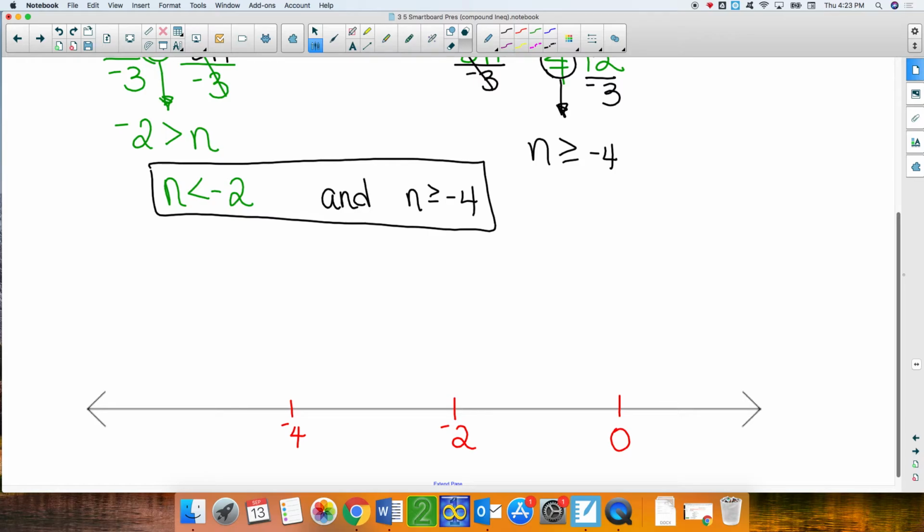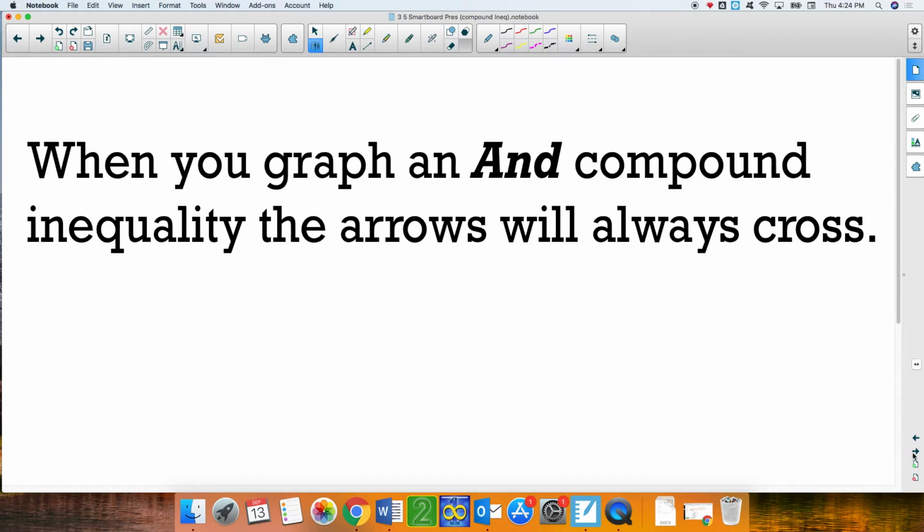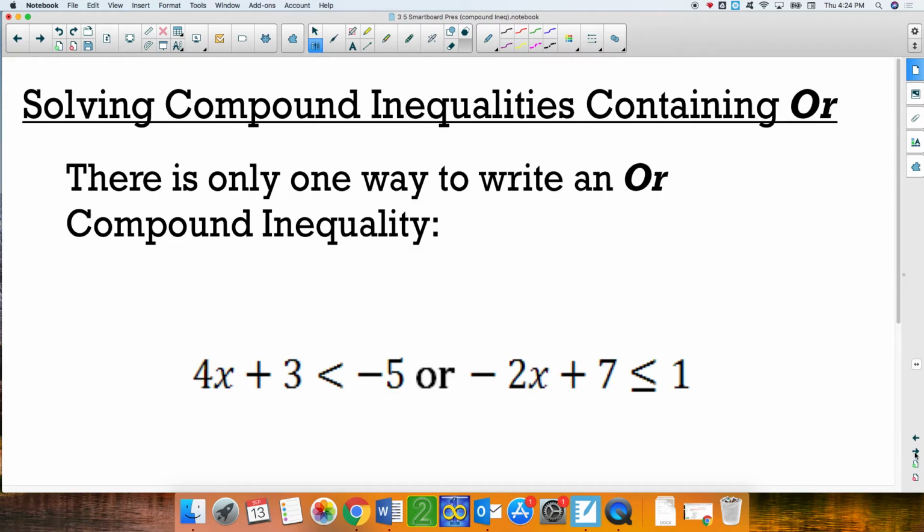Okay, then I'm going to graph this inequality first. N is less than negative 2. That's an open circle at negative 2, shading left. Then I'm going to do n is greater than or equal to negative 4. That's a closed circle at negative 4, shading right. Notice the shading is going to be in between the two numbers, which it should look like that every time for an and graph. And that's exactly what this is saying. When you graph an and compound inequality, the arrows will always cross. So you are shading in between the numbers.